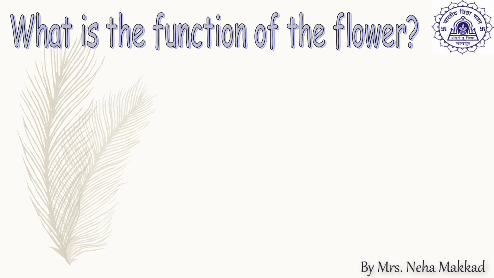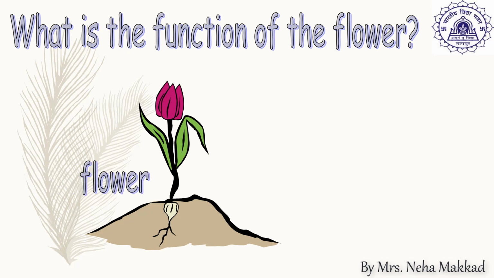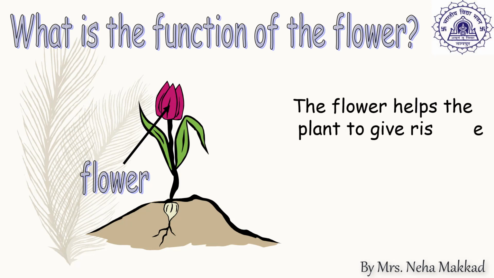What is the function of the flower? Can you see the purple thing in the picture? It is known as the flower. The flower helps a plant to give rise to new plants. It means that with the help of flower, we can give rise to new plants through the spores that are there inside the flower.